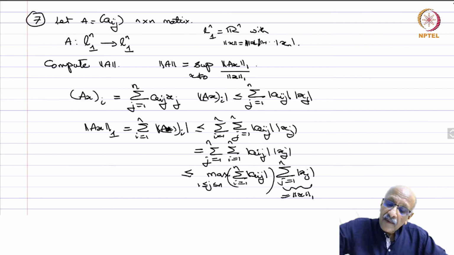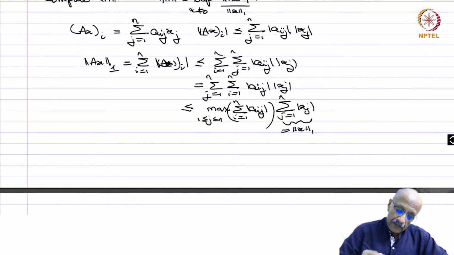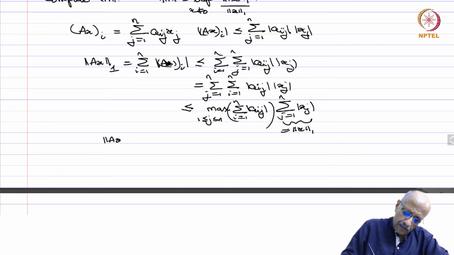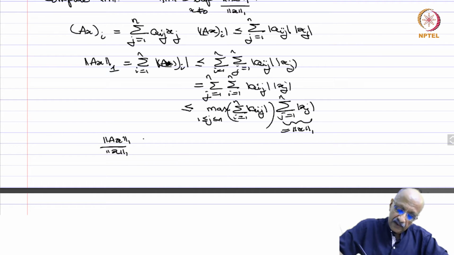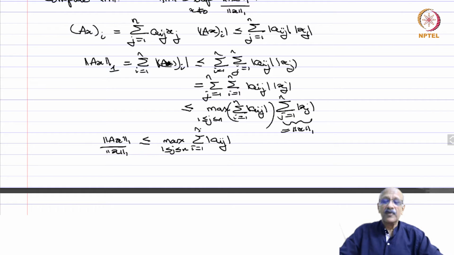Consequently, you get that norm Ax1 by norm x1 is less than or equal to max over 1 ≤ j ≤ n of sigma mod aij, i equals 1 to n. These are the column sums of the absolute values of the entries. So, you add up the elements in each column and then you take the maximum of these.